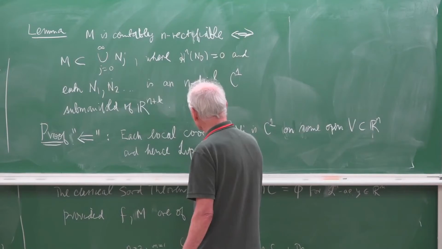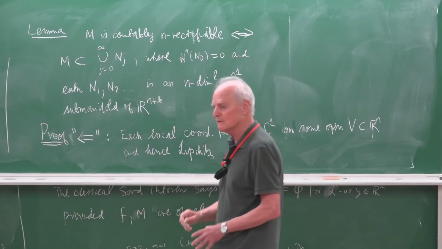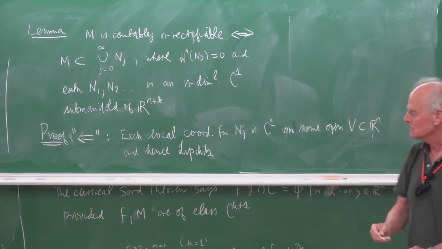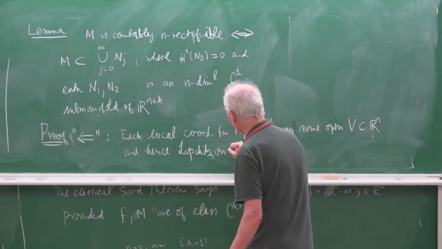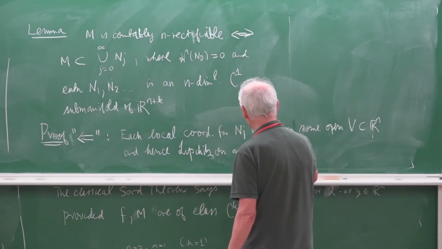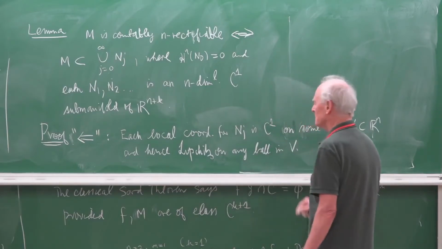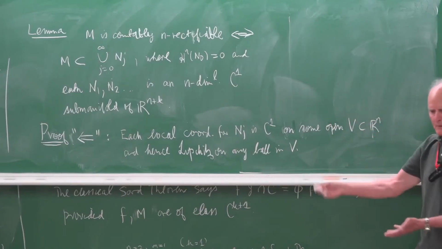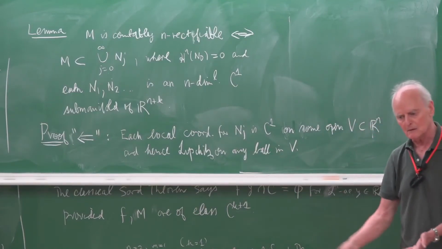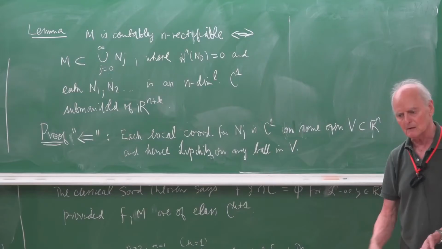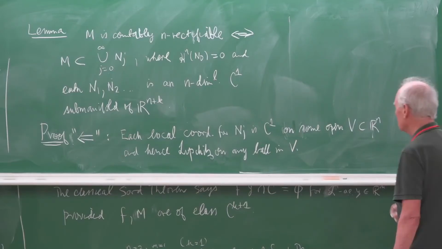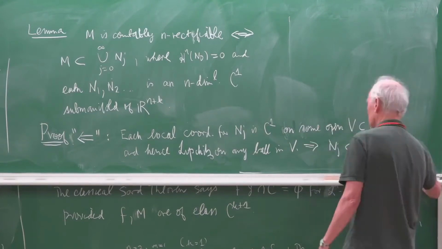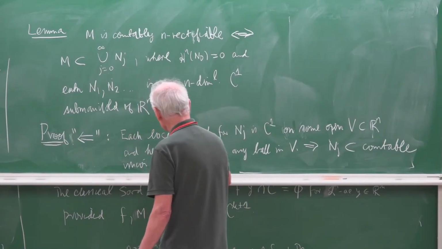Remember, C1 maps are automatically Lipschitz on any convex subset of the domain, right? So hence Lipschitz on any ball in V. That means that N is covered by countably many Lipschitz images. So that implies N is contained in a countable union of Lipschitz images.